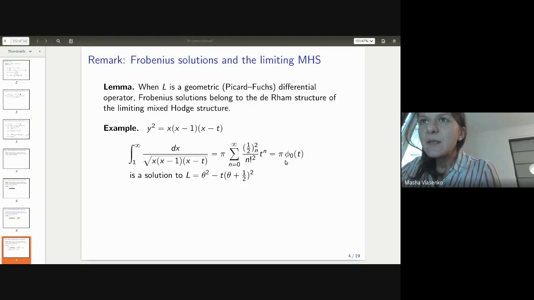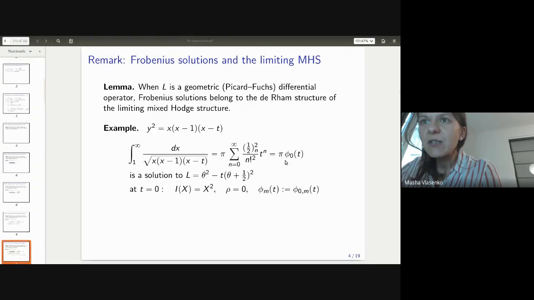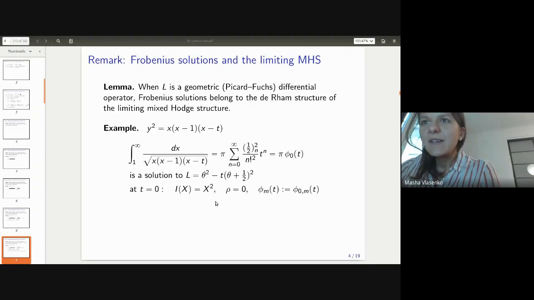And since the space of solutions is two-dimensional, let's analyze again this differential operator at t equals 0. The initial equation is here, the leading term. You put t equals 0, and we see that it's theta squared. So the initial equation is x squared. We have a double local exponent 0. And we have two solutions, the power series solution and the logarithmic solution.